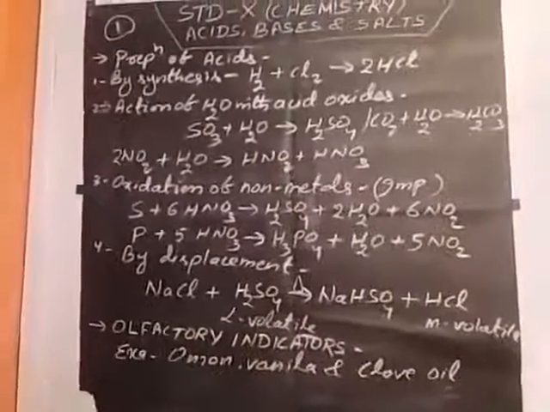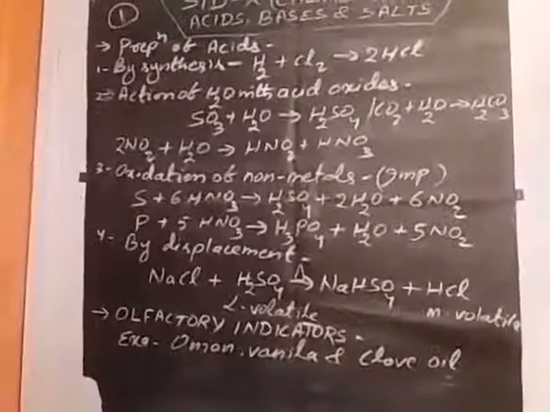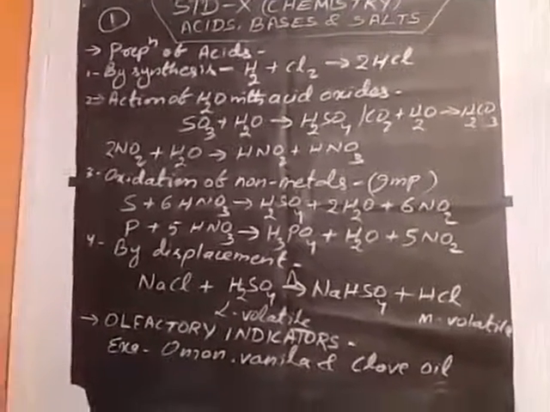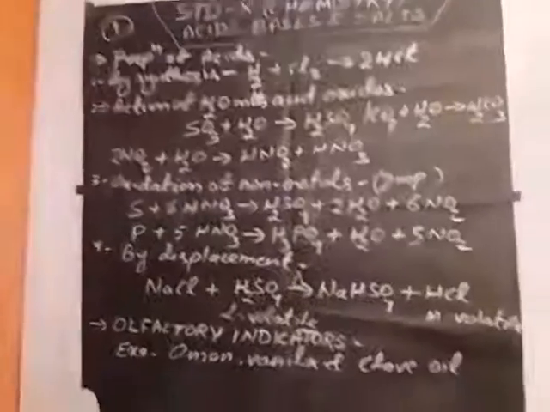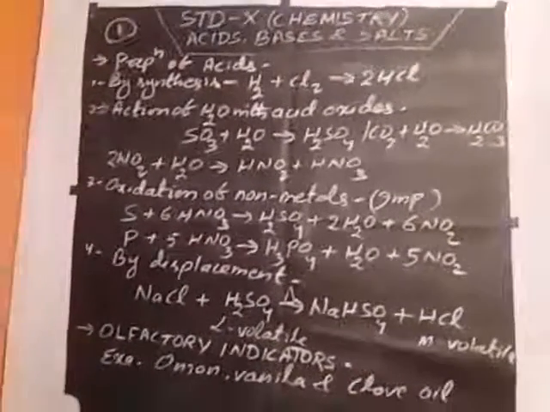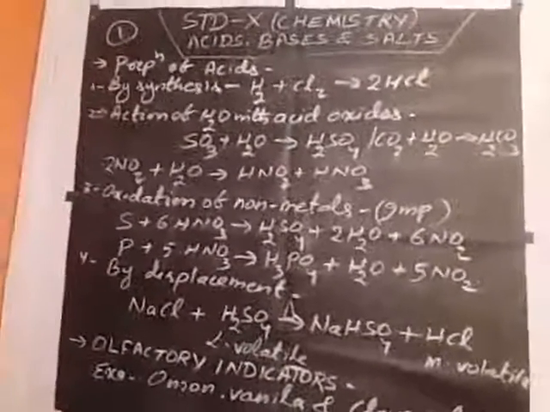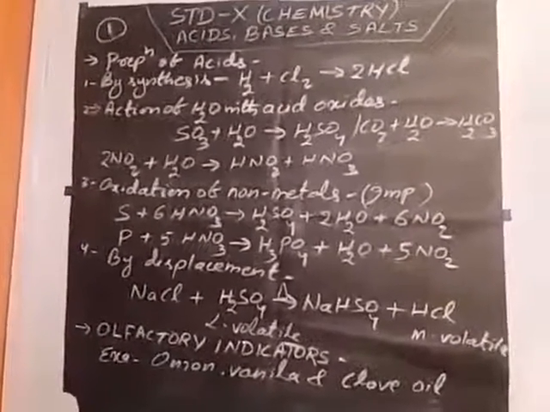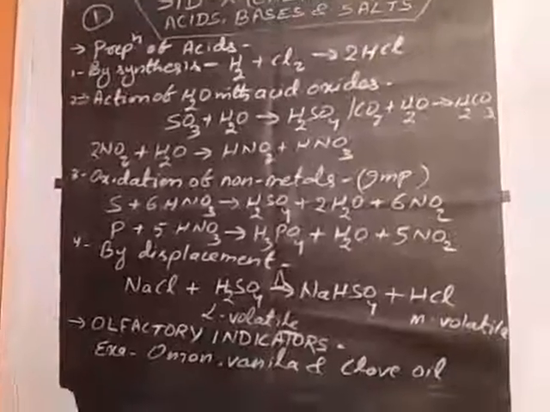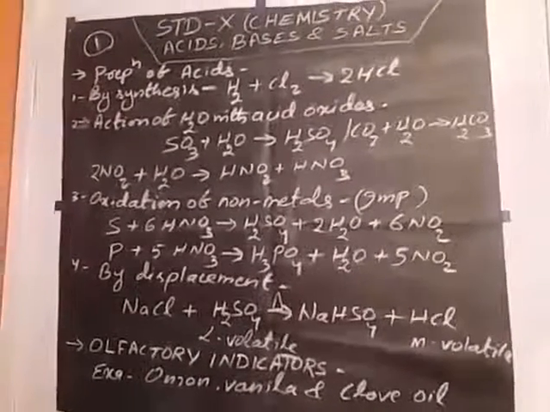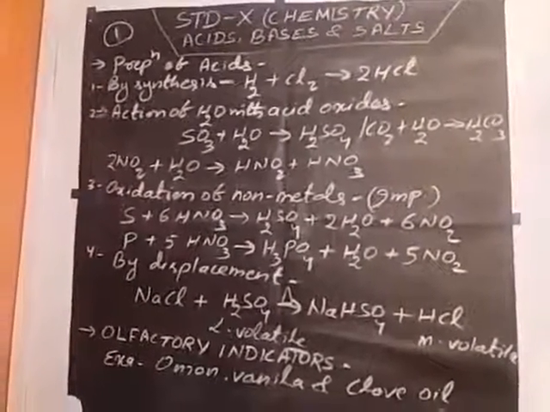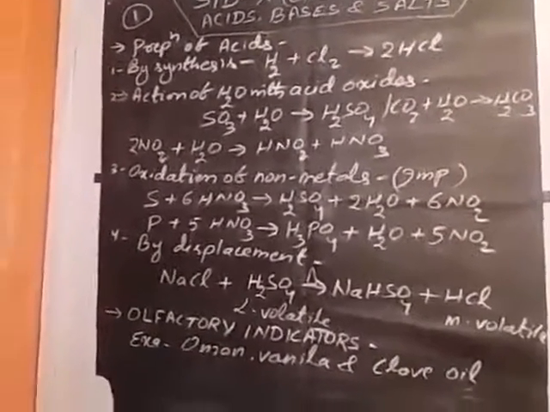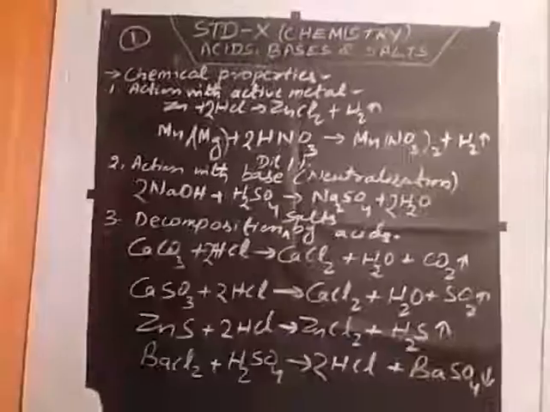Okay. Then olfactory indicators. What are olfactory indicators? Those substances whose smell or odor changes in acidic or basic solution are called olfactory indicators. Examples: onion, vanilla and clove oil. If you rub the onion on a towel which has been treated with a base, then the odor of the onion changes. An acidic solution does not destroy the smell of the onion.